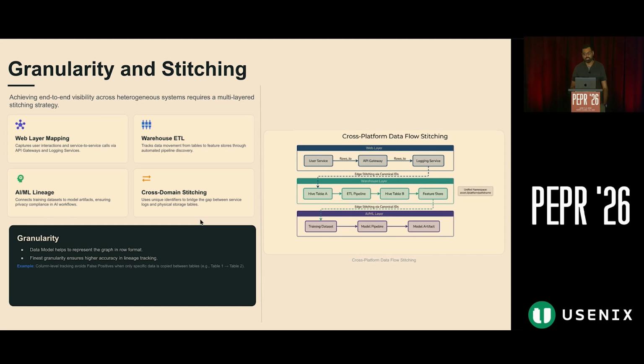This approach helps us understand the data, especially where cross-system data flows are happening. We are able to stitch those data and understand the end-to-end data flow.